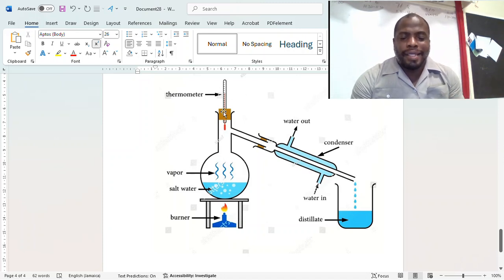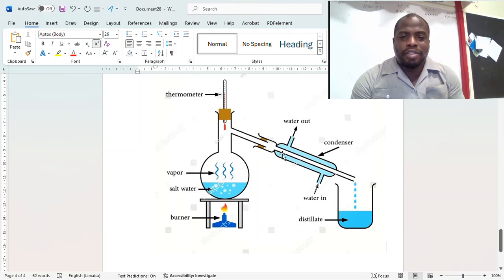Now please note that the thermometer is not suspended in the liquid, because what it will be doing is monitoring the gas. So the vapor that is here, pure water, boils at 100 degrees. So when we are looking at the temperature here, it should be 100 degrees. And again, we talk about that condenser.